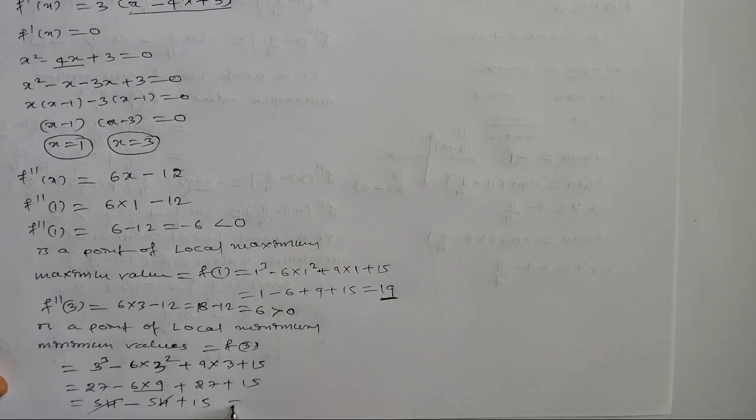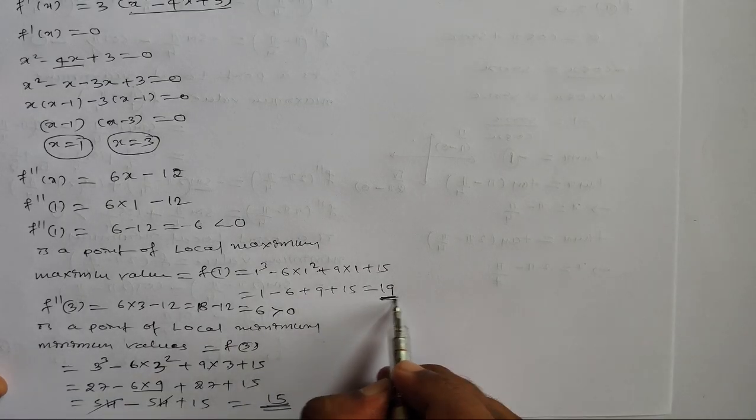Okay, plus 15 minus 15 cancel, is equal to what? 15. Okay, the minimum value of this function is what? 15. Maximum value is 19.